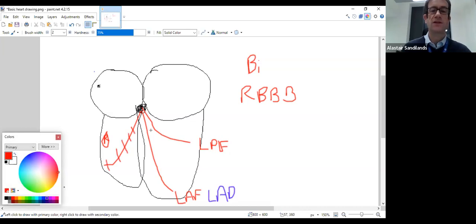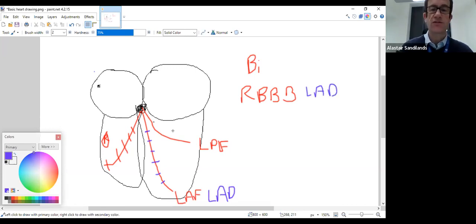So left axis, we've got now delayed. So this patient is slightly different. They're just living on their left posterior fascicle now. Okay, they're okay. They've got right bundle plus left axis deviation. That's two things: bifascicular block.